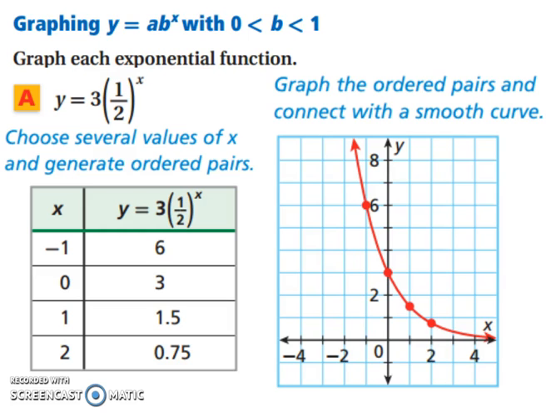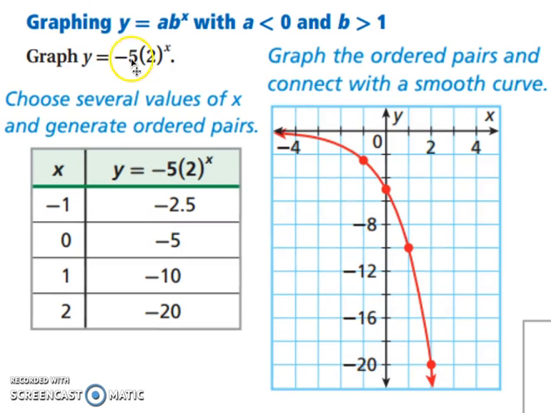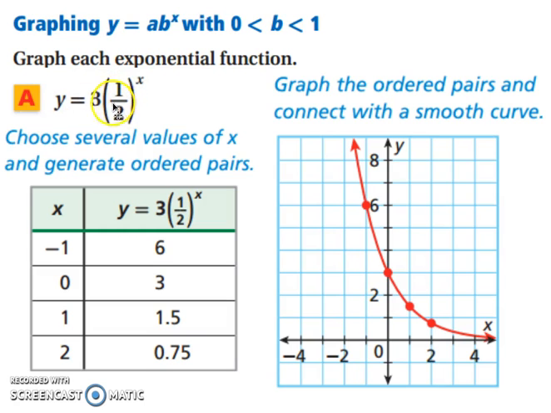So let's recap here. When we have a positive a value and a number greater than 1 for b, we go left to right and it shoots off into infinity. When we have a negative a value, it still goes left to right, but it drops substantially. So it goes in a negative direction. And now, when our b value is less than 1, but our a value is positive, it still goes up, but it goes up from right to left.